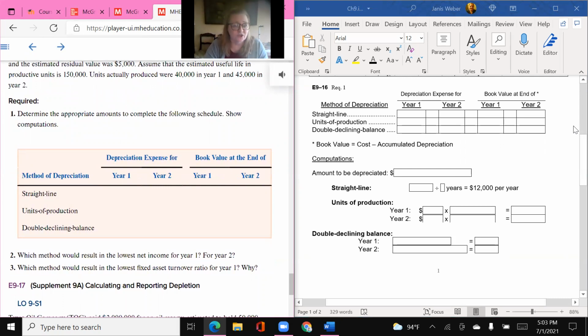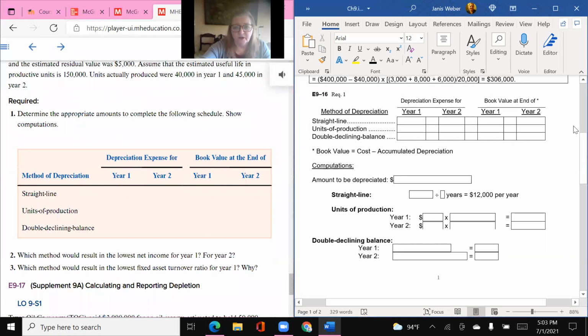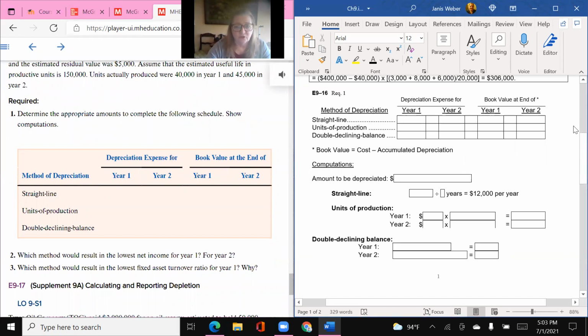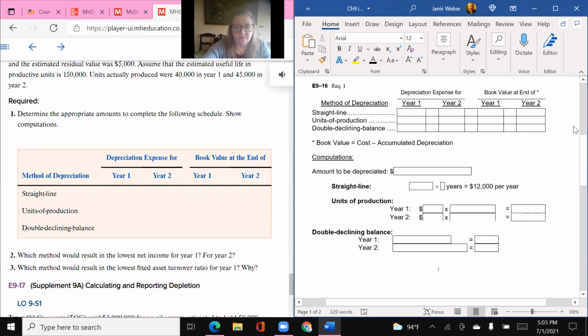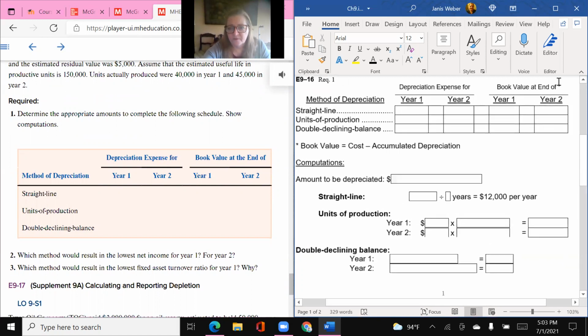They're asking you to calculate straight line, units of production, and double declining balance for year 1 and 2. Calculate the depreciation expense, and then calculate the book value at the end of the year. And then it's asking you a couple of questions, number 2 and 3, which I'm not necessarily worried about. So I'm just going to calculate the 3 kinds of depreciation. That's what I'm trying to get out of this problem. So let's see. If I can make this a little bit bigger, it'd be easier. So let me try that.